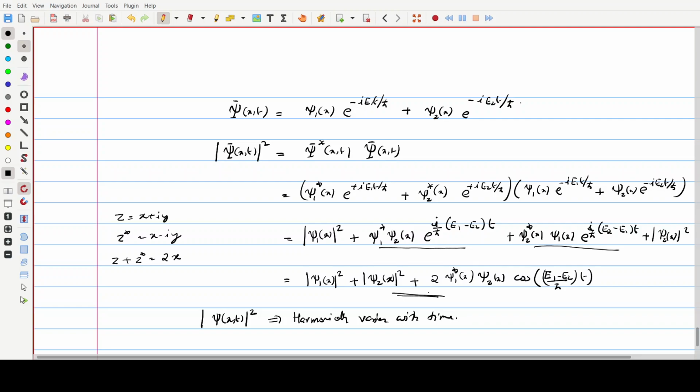Okay, that's all for now. So we'll see in the next class another interesting example of the infinite square well.